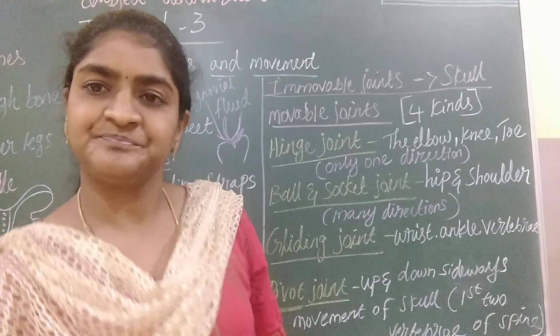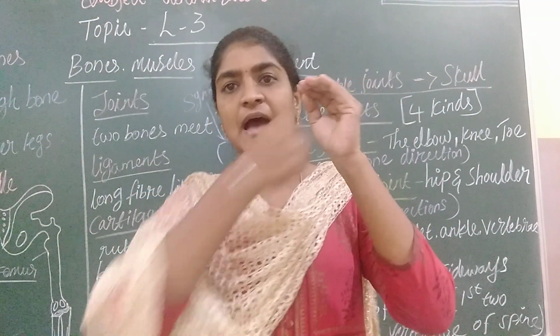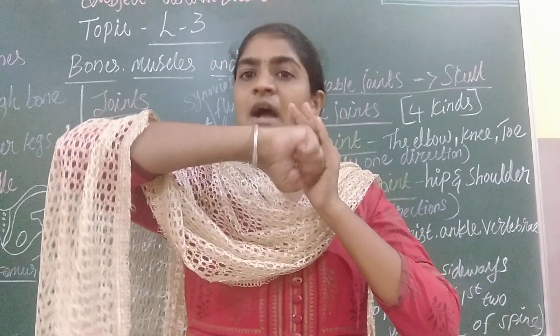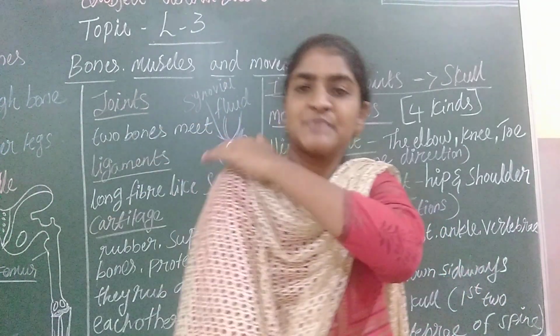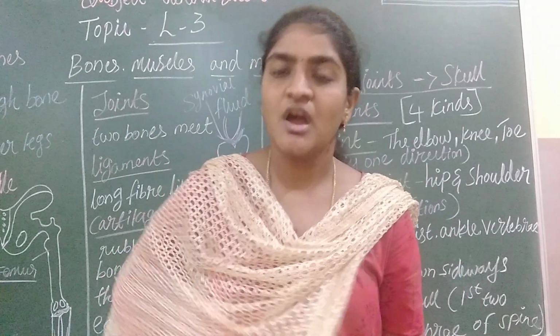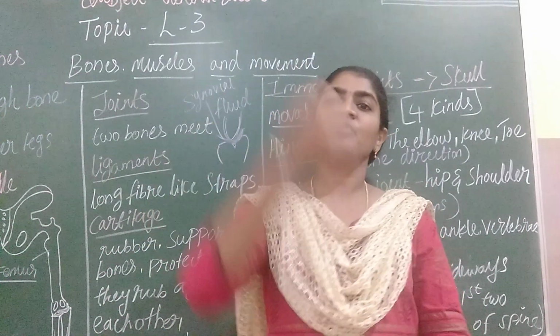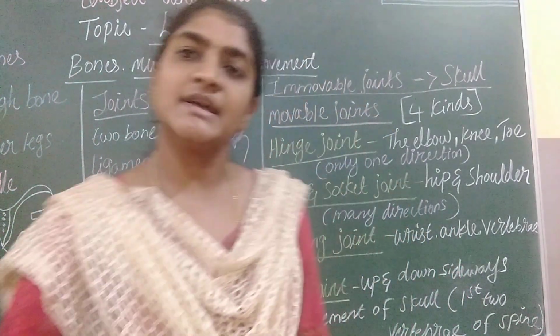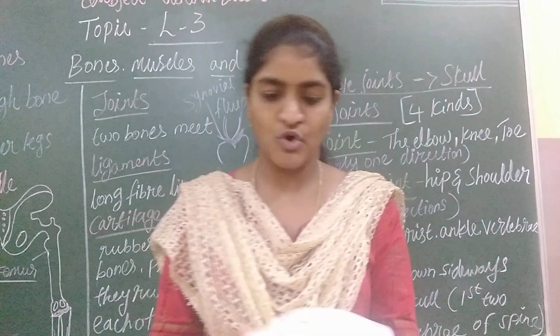Because here I have a ball and socket joint. For example, this is a socket and this is a ball. So I can rotate in many directions. It is present here, and also in the hip region. So these bones will be rotating in many directions. So this joint is called a ball and socket joint.